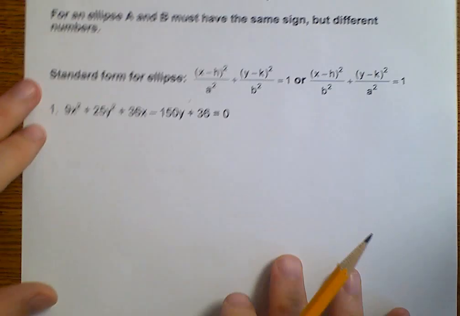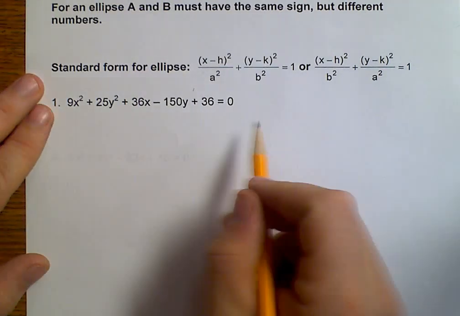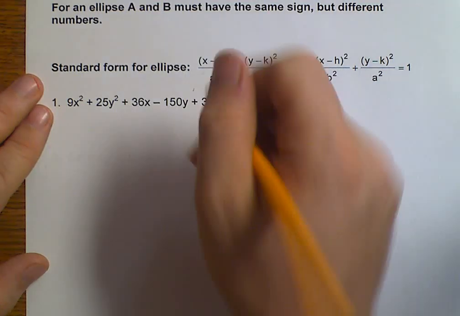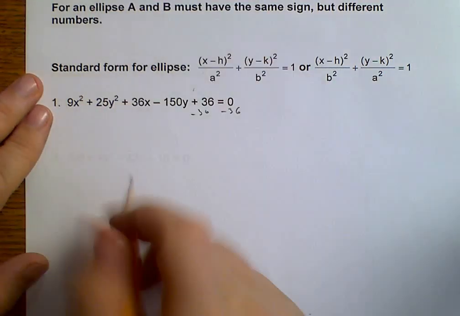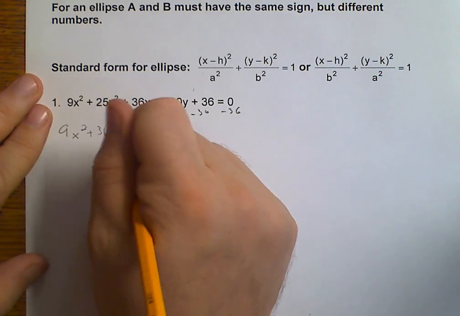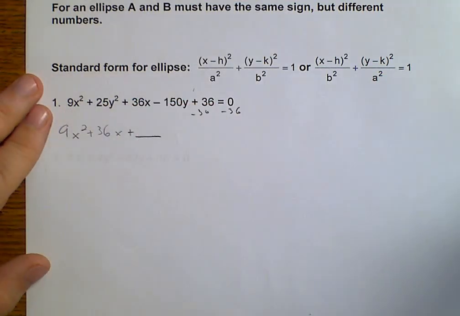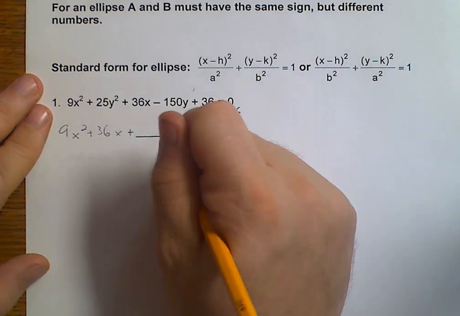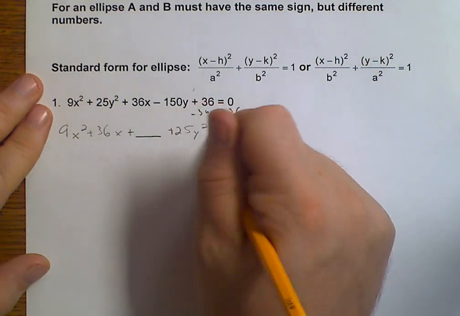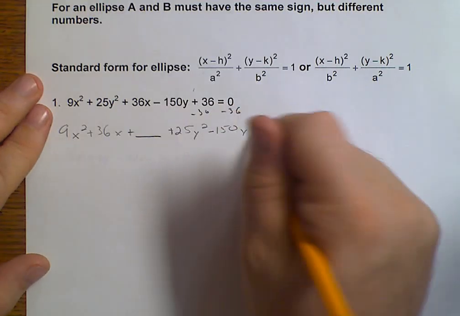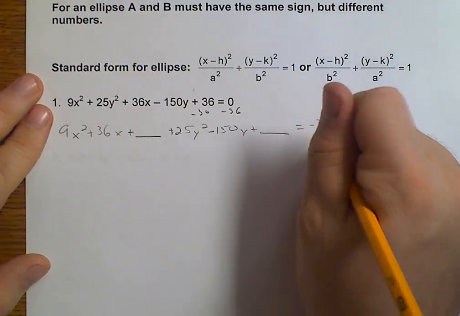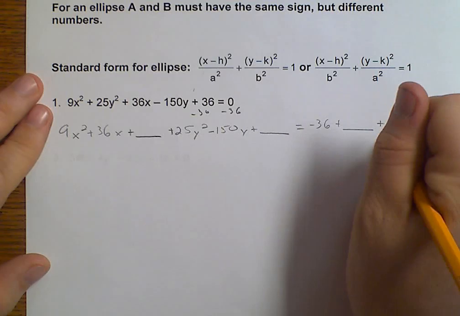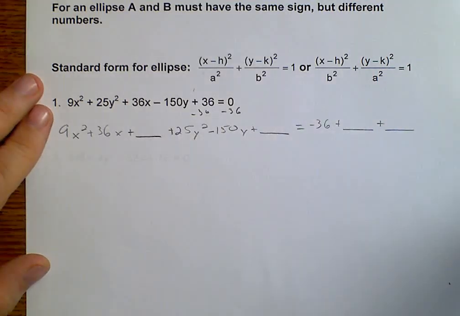So let's go ahead and work this out. We're going to need to first rearrange this formula. I'm going to subtract 36 from both sides and do some rearranging. This is going to give me 9x squared plus 36x plus some unknown number to complete the square, plus 25y squared minus 150y plus some unknown number to complete the square, equals a negative 36 plus both of these numbers.